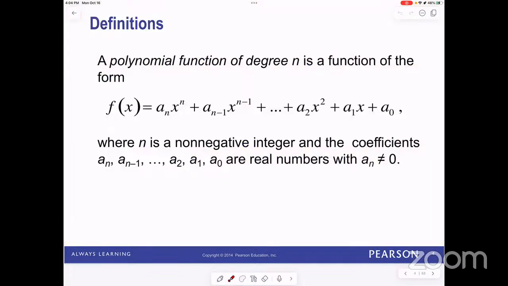A polynomial function of degree n is a function of this form, where n is a non-negative integer and the coefficients a_(n-1), a_(n-2), a_2, a_1, a_0 are real numbers where a_n is not equal to 0. So the leading coefficient is not 0. I like to describe polynomial functions as a finite sum of monomials, right? So what is a monomial? A monomial is a term where you have a real coefficient times some variable raised to a non-negative integer power. Once you are clear about what a monomial is, then a polynomial is just the finite sum of monomials.